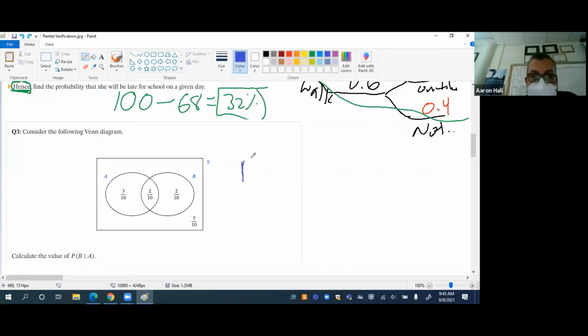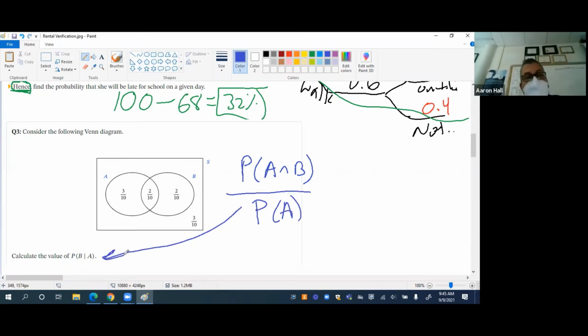Okay, so I have the probability of A and B. We're looking at this value here, knowing that this has already happened. Would you agree that that's the same thing as this? This is the number of ways it can happen out of the total number of outcomes. So what goes in my numerator? What is the denominator?